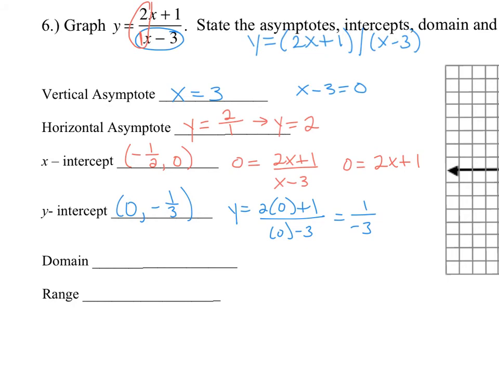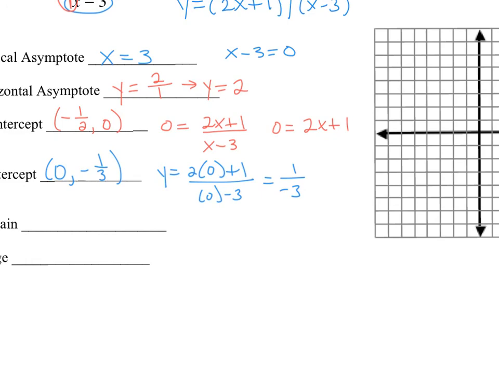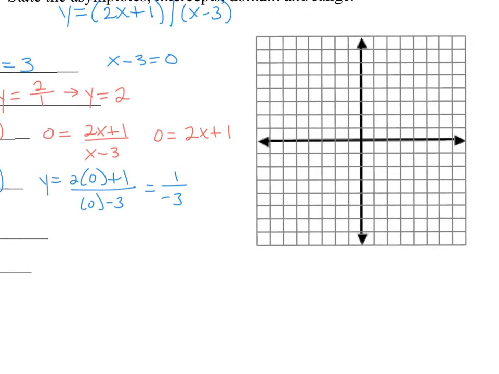Now I always like to take a look at all the different things I have, and then I put it in a calculator. So x equals 3 is my vertical asymptote. My horizontal asymptote is y equals 2. This gives me an idea whether or not I typed it in the calculator correctly. If they don't match up, then I know I did something incorrect. So my x-intercept was negative 1/2, and then my y-intercept was negative 1/3.